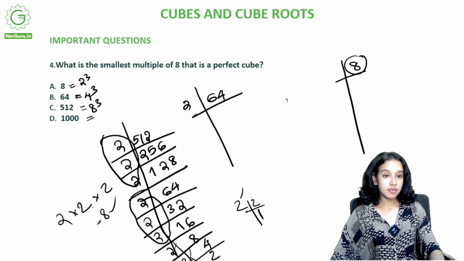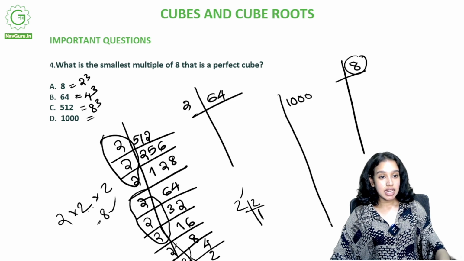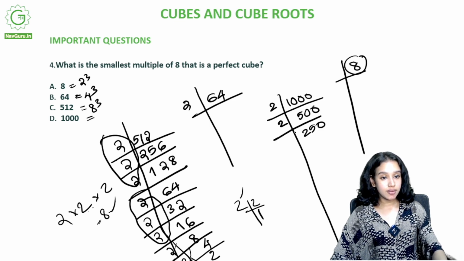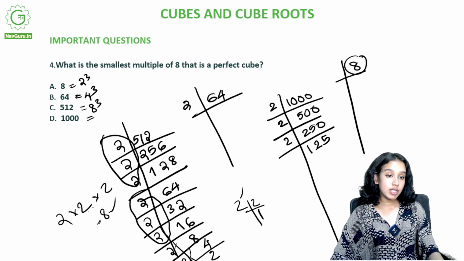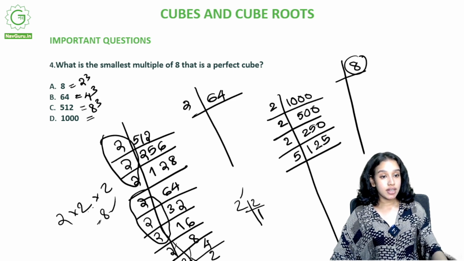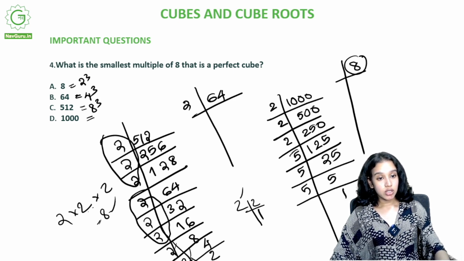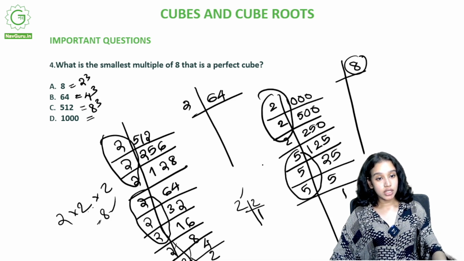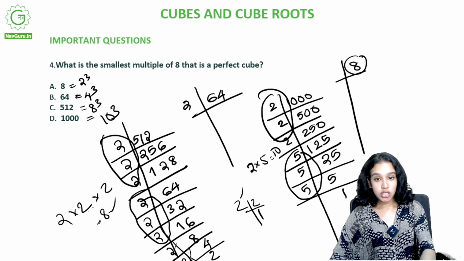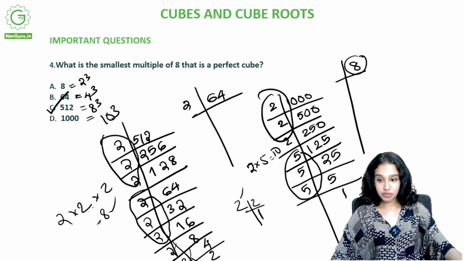And what about 1000? Let's see. It's going to be long. Divided by 2, we get 500. Again 2, we get 250. Again 2, we get 125. Is it divisible by 3? 5 plus 3 is 8, so no. Again by 5, we get 25, then 5, and 5 times 5 is 1. So here it's 5 into 2, which is 10. So this is 10 cubed. So 512 is the correct answer.